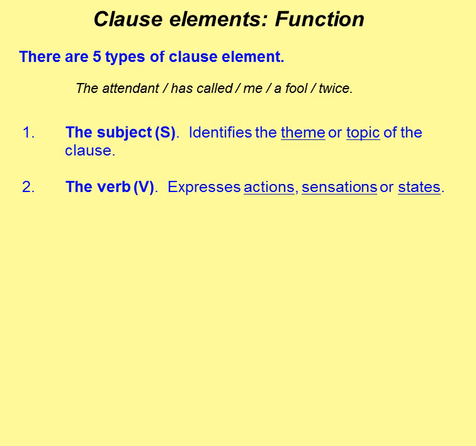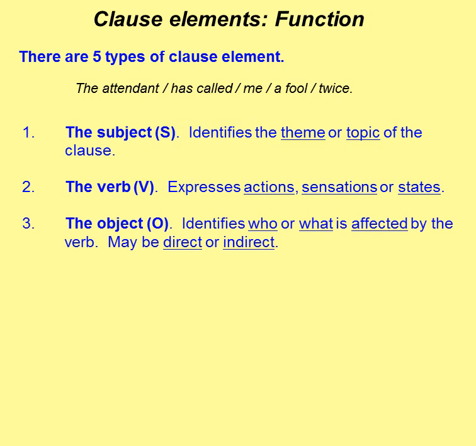Another element is the verb element, and that tells us about actions or sensations or states. So it's not just a doing word, it can be a being word as well, or a feeling. And then we've got the object element, and that tells us who or what is affected by the verb. So that's the thing that's being influenced by the verb. And there are 2 types of object. There's a direct and there's an indirect object.